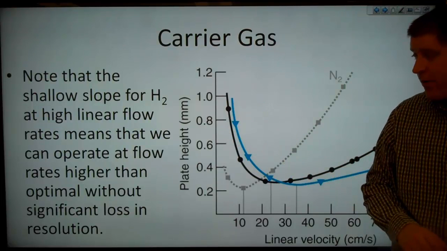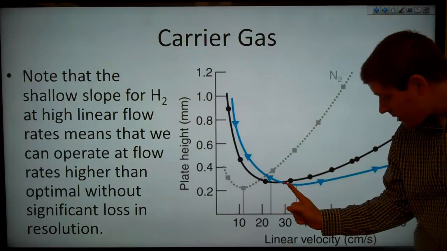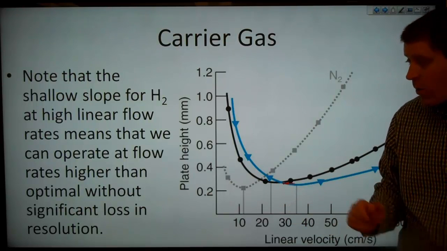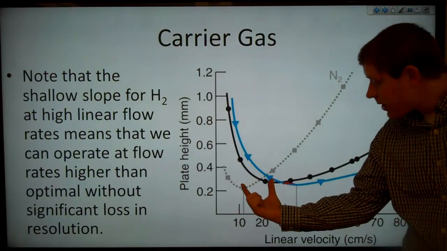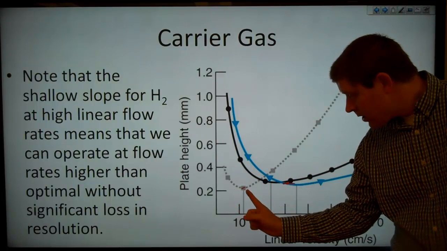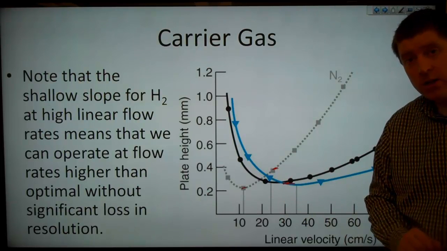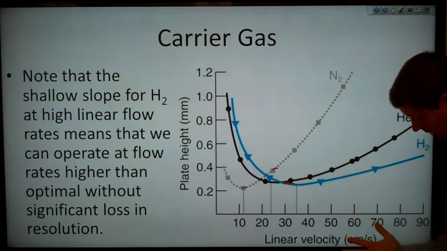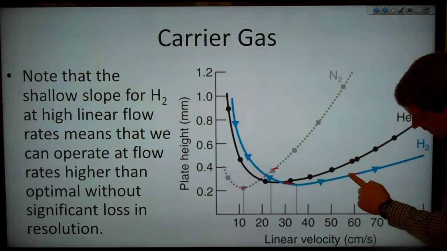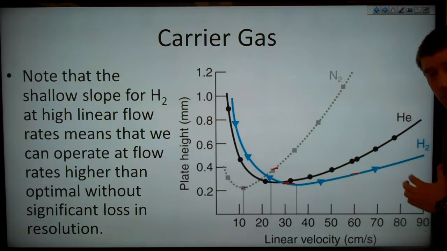And also note the shallow slope for hydrogen at high linear velocities, so over here, means that we can operate at flow rates significantly higher than the optimal, so much higher than that value in there, without a significant loss in resolution. Whereas if we're working with something like nitrogen and we double the flow rate, we're going to significantly change the resolution. We can double the flow rate from, say, 30 centimeters per second up to 60 here, and we won't have changed the resolution by a whole lot, but our analysis time will drop significantly.